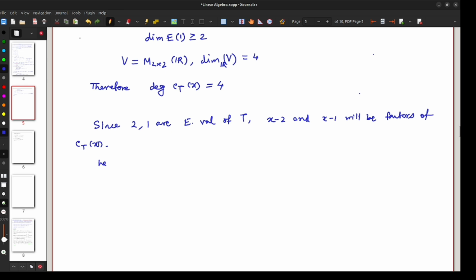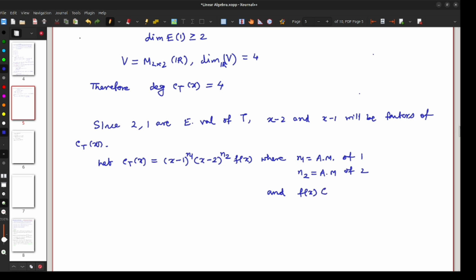So let the characteristic polynomial of T be C_T(x) equal to (x minus 1) to the power n1 into (x minus 2) to the power n2 into some non-zero polynomial f(x), where n1 is the algebraic multiplicity of the eigenvalue 1 and n2 is the algebraic multiplicity of the eigenvalue 2, and f(x) is a non-zero polynomial in R[x]. Let us now compare the degrees of the polynomials of both sides.